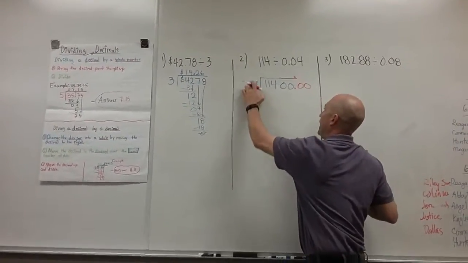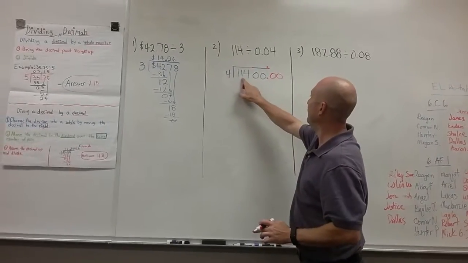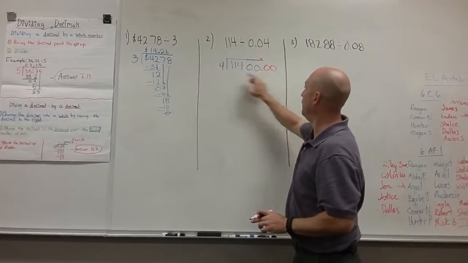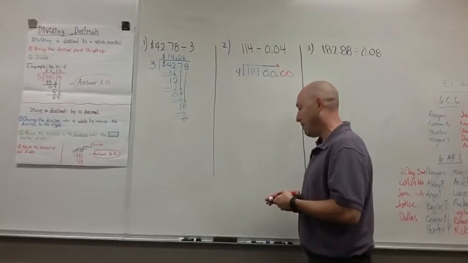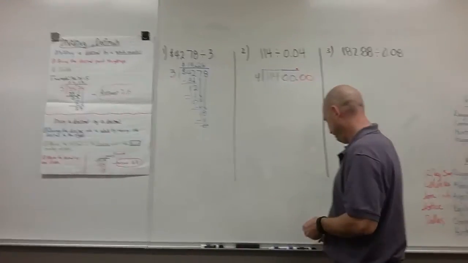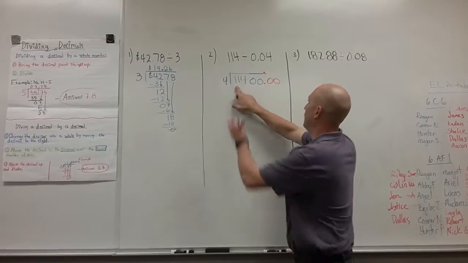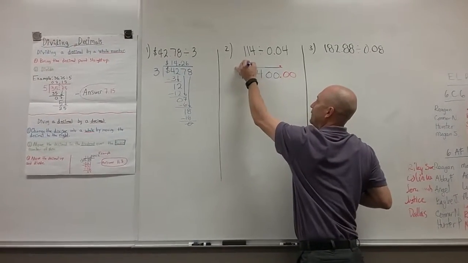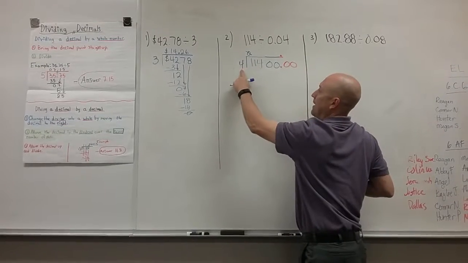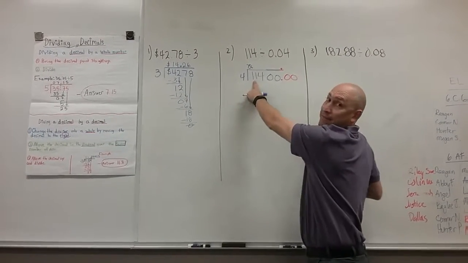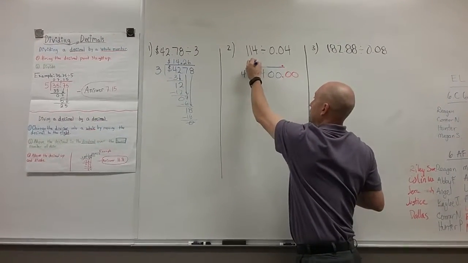So now what I have is 11,400.00 divided by 4. Now I'm back to just a long division problem. I'm asking myself, can 4 go into 1? No, it cannot, so I'm either going to put an X or a 0 at the top. And now I ask myself, can 4 go into 11? 4 goes into 11 2 times.